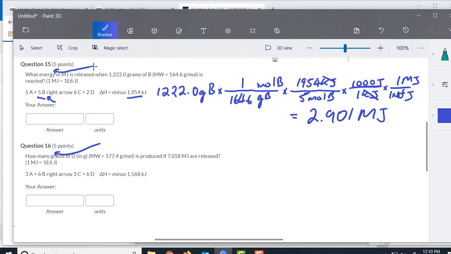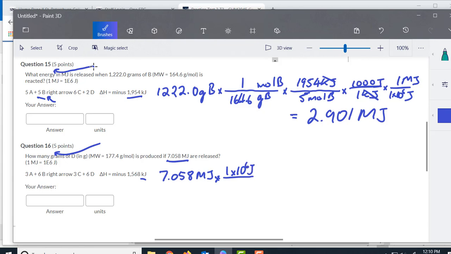In the next one here, we're interested in the number of grams, if we know what the energy is. Now the energy here is 7.058 megajoules. We're interested in number of grams, so we're going to start out with the 7.058 megajoules, but we need to convert that into kilojoules to match the unit we have here. So I'm going to again do that in 2 steps, just like I did previously.